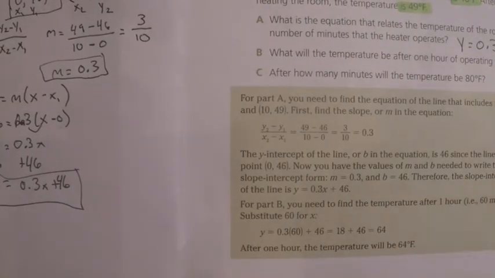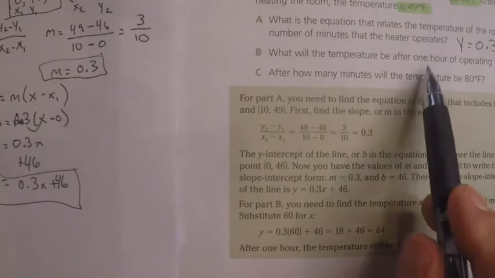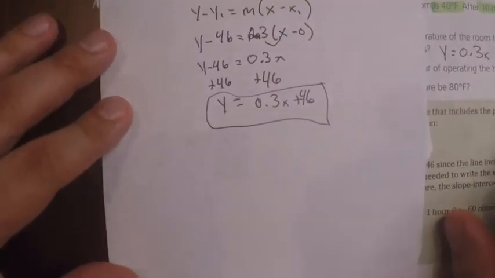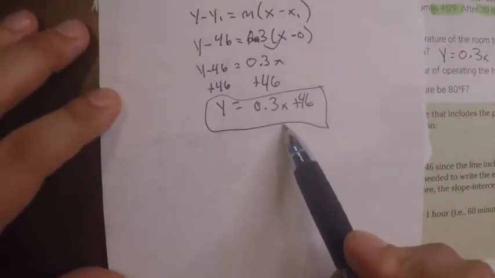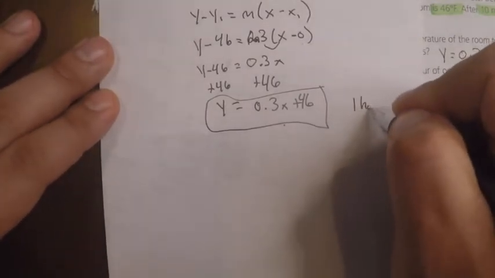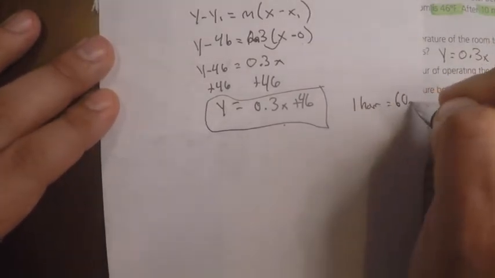Then it says, what will the temperature be after 1 hour of operating the heater? If we want to find 1 hour of operating the heater, this is our formula that we use, where x is the minutes. So 1 hour equals 60 minutes.